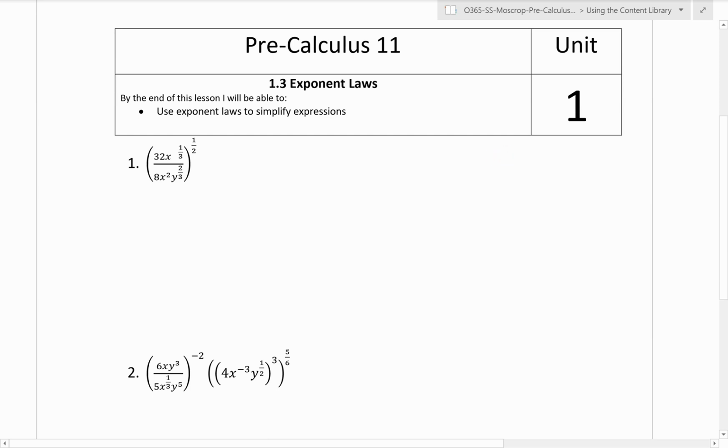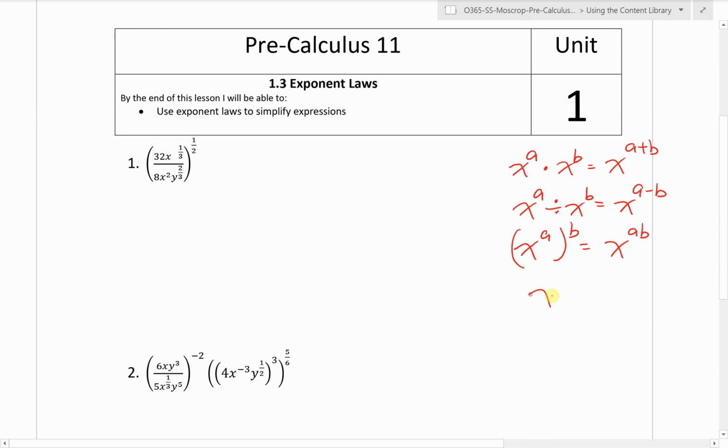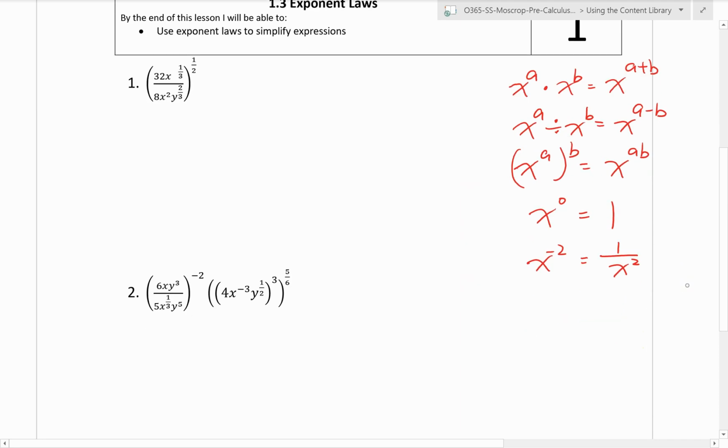So this is the multiplication rule. x to the power of a times x to the power of b. Recall, when we multiply powers, you add exponents. That means when you divide powers with the same base, again, the key is that you have to have the same base, then you subtract exponents. You have power to a power. That means you multiply the exponents. You could have to the power of 0, which remember is always equal to 1. You can have a negative exponent, which means you flip the fraction and it becomes 1 over x squared, or take the reciprocal. So these are what we did in the previous years.